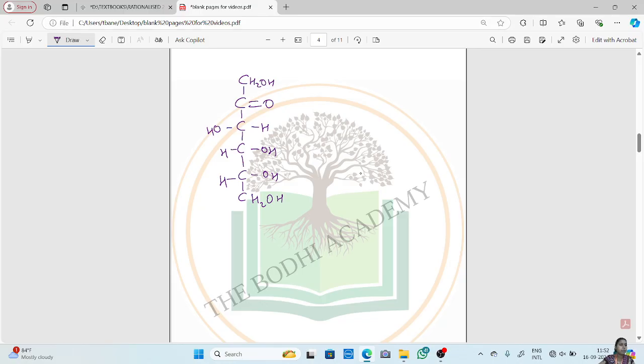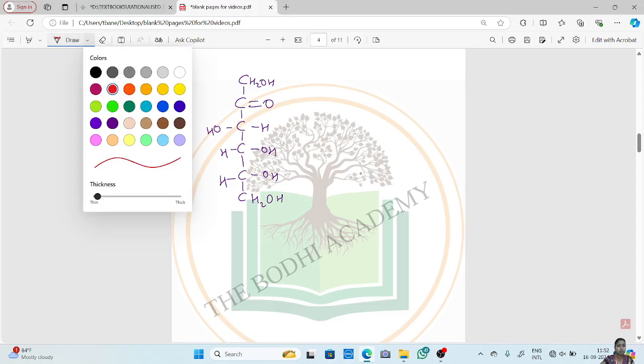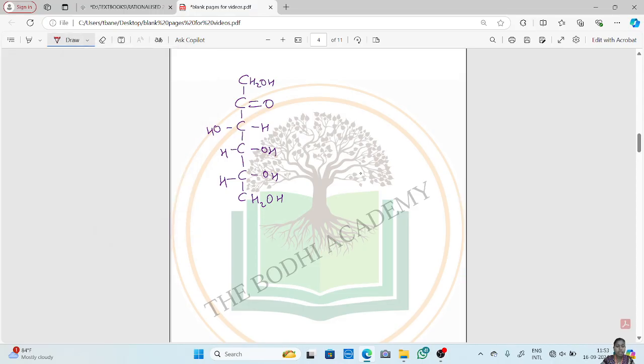Now here, what will happen? From the 5th carbon, this O is the one which is connecting both the structures and creating a cyclic structure, right? Now how will we draw a cyclic structure? I'll draw only 5 carbons. Now this is carbon 1, carbon 2, carbon 3, carbon 4 and carbon 5. Now where did the 6th carbon go?